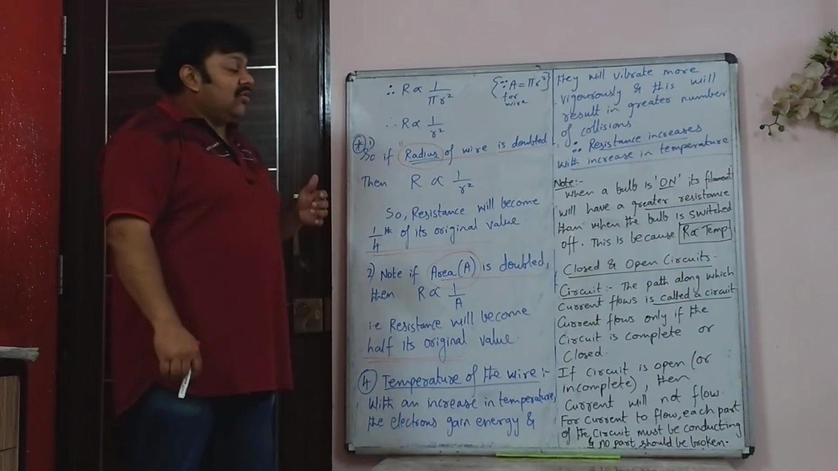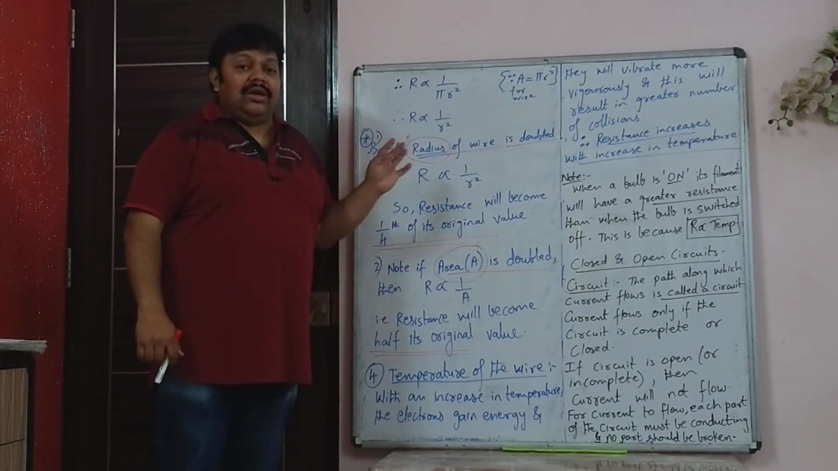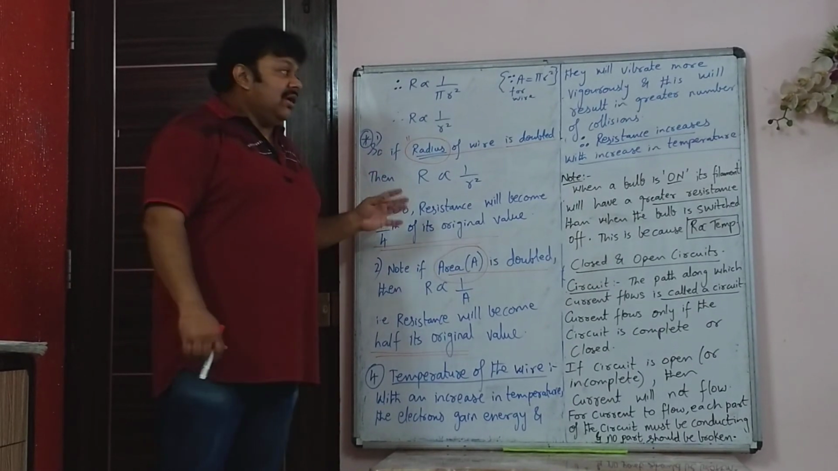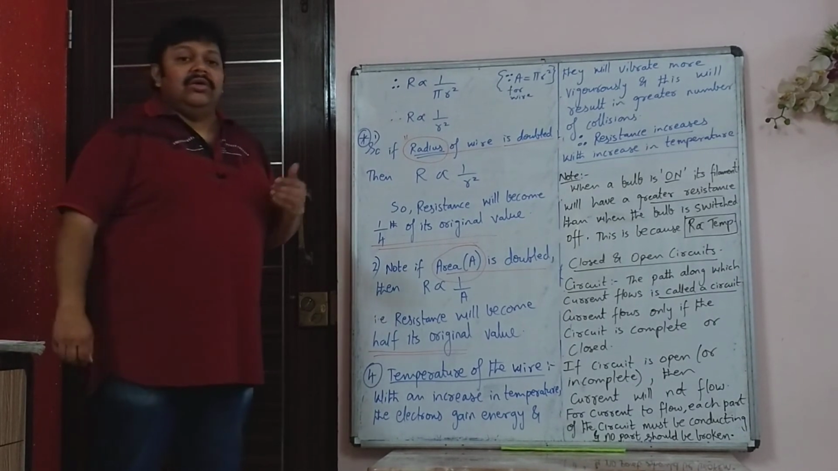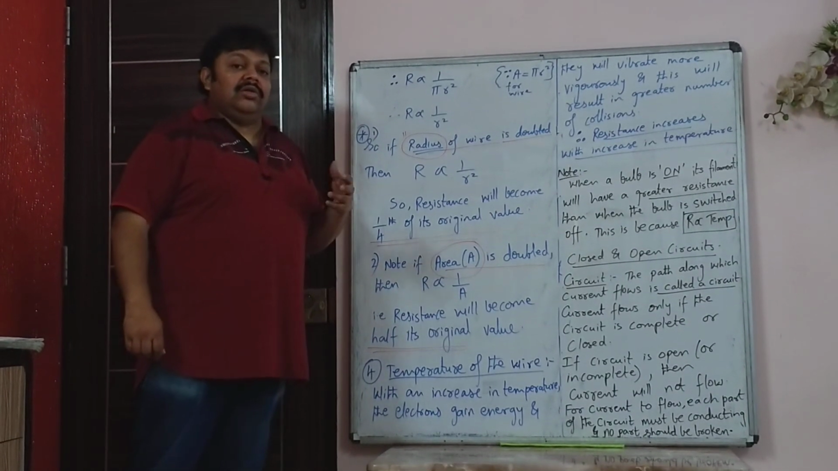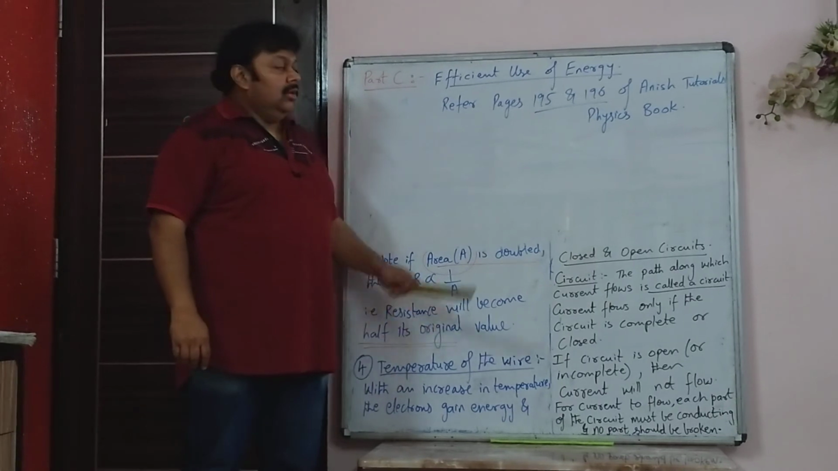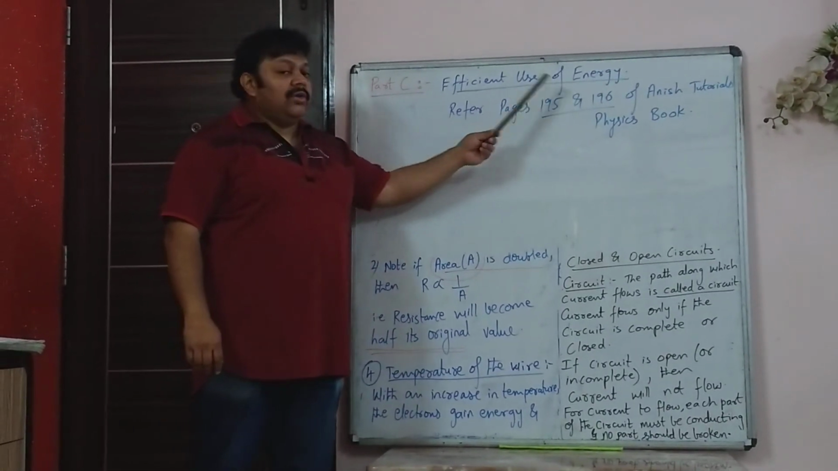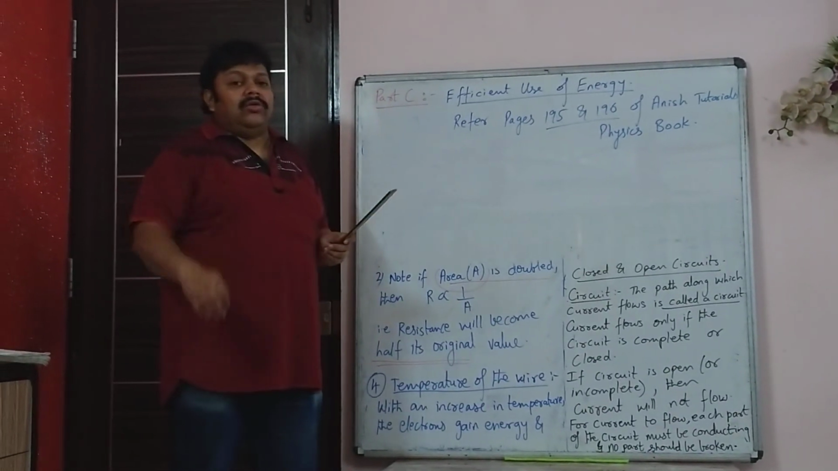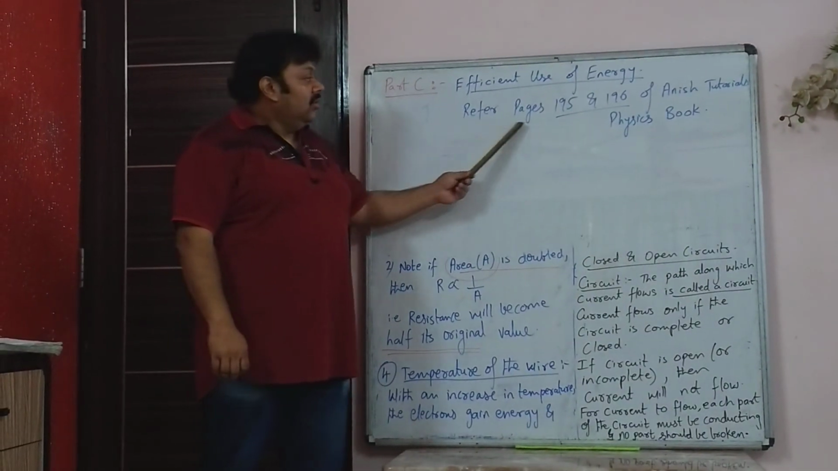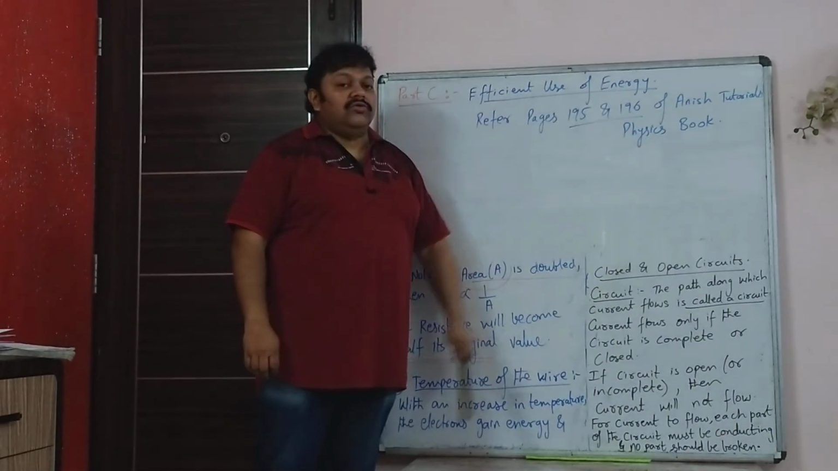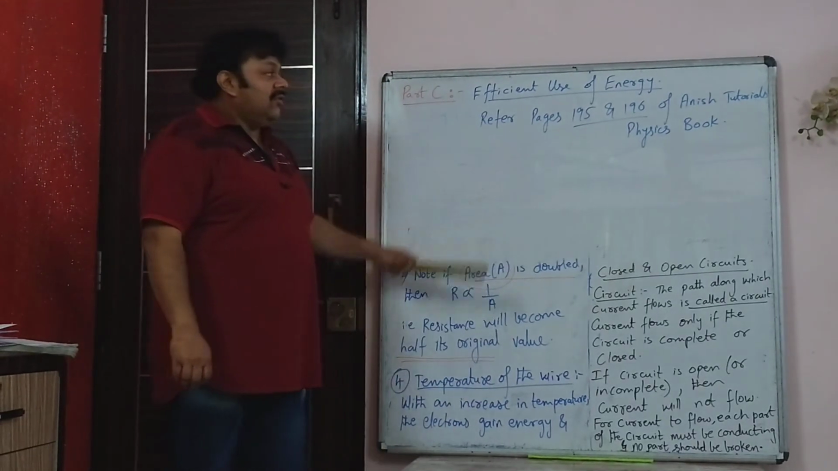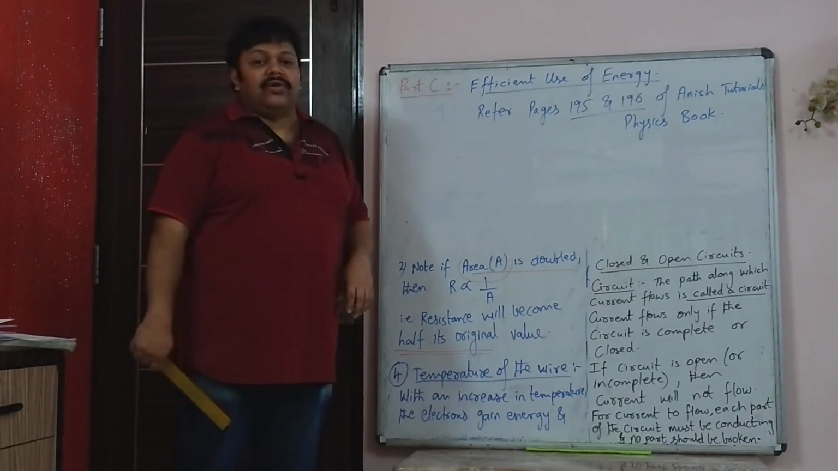So that you can read from Anish tutorial book. I'll write the page number. So with that we finish current electricity. So sums remain which we will directly do in the Zoom sessions. So for efficient use of energy part C, maybe a 2-mark question can be asked. You refer pages 195 and 196 of Anish tutorial physics book. With that we complete this topic of current electricity.